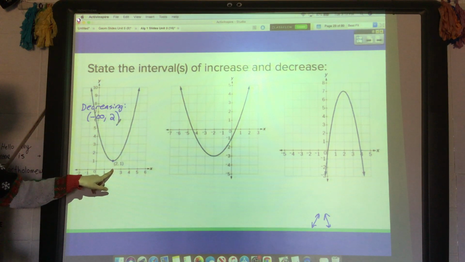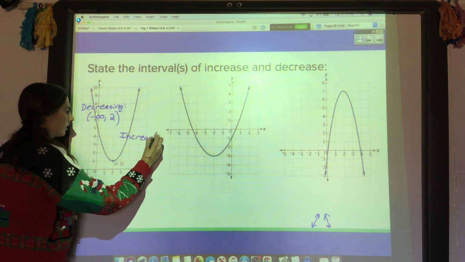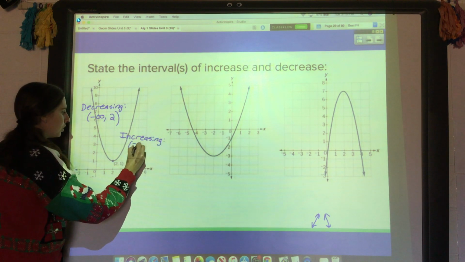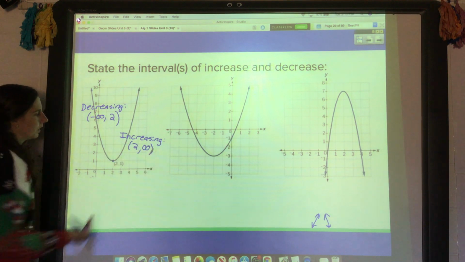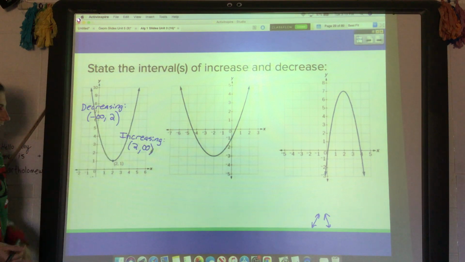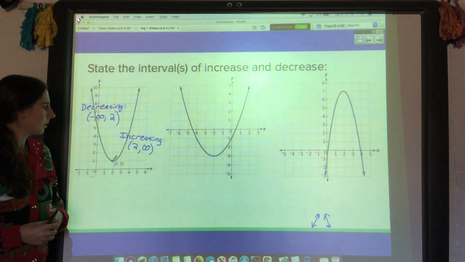It's decreasing. And then from then on, it's increasing. So it's increasing from 2 to positive infinity, from 2 on. We use parentheses, not a bracket, because technically that point is not included. It's neither increasing nor decreasing.